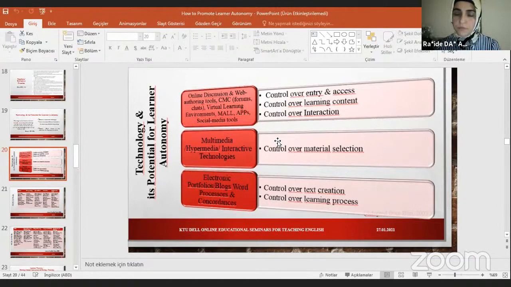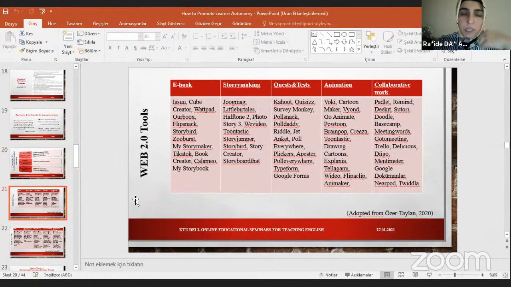Let's suppose that you ask your learners to create some blogs. They have some control over text creation there, and they have limitless opportunities to have control over their own learning process again. At this step, it's very challenging to tell everything about how to integrate technology, but maybe I can provide some different Web 2.0 tools for you to use in your classrooms.